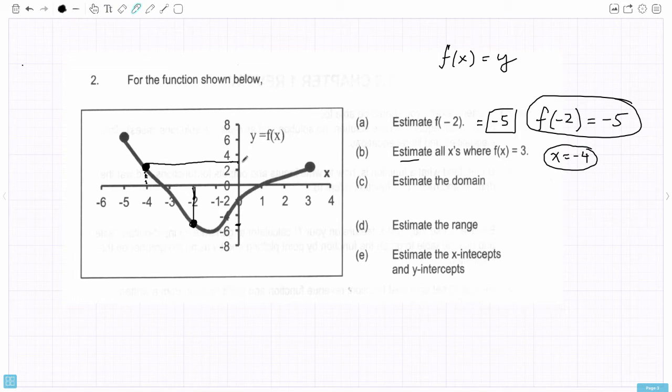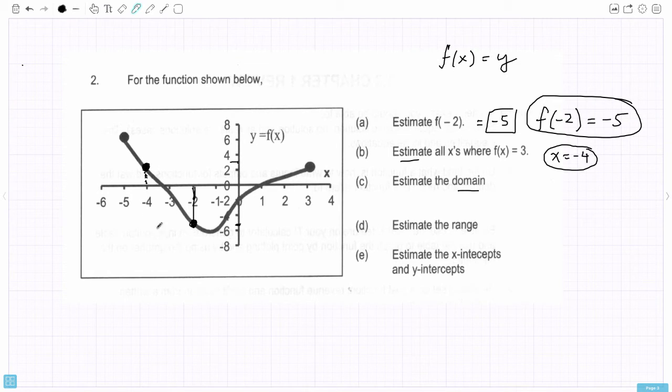Now, I don't think you're going to come up with any other value, because to have the y value equal 3, it really looks like it's not going to include any other x value over here, just only the one x value of -4. For question C, the domain.